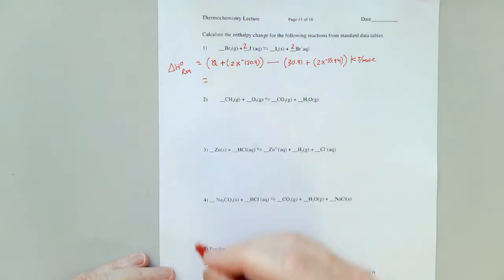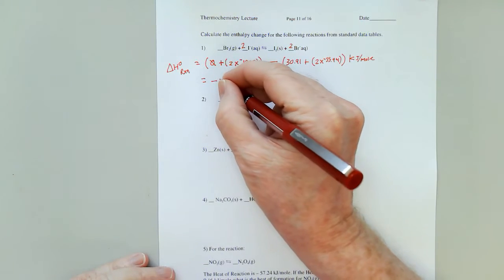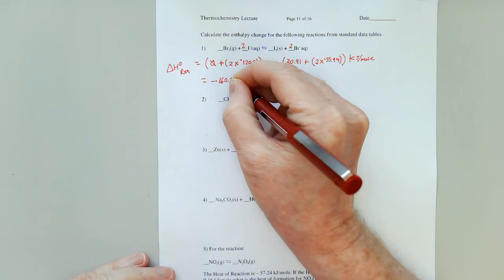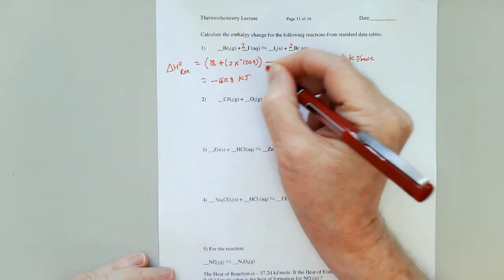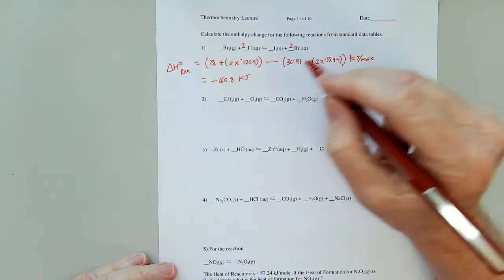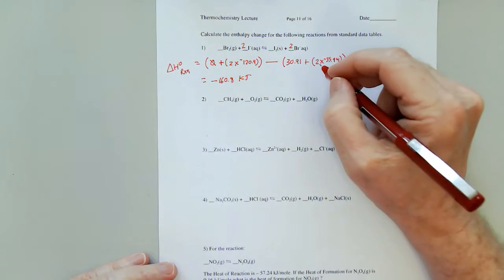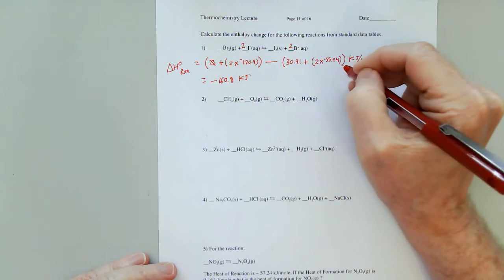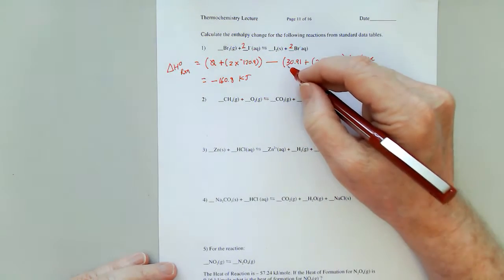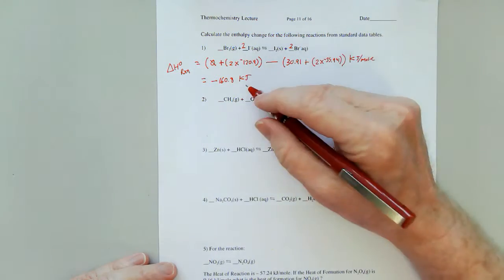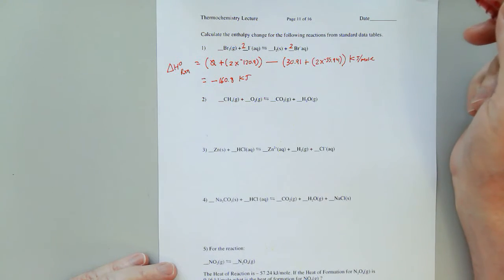And when I ran that through my calculator, I got negative 160.8 kilojoules. And the reason I'm saying kilojoules rather than kilojoules per mole is because when I multiplied by 2 moles, moles canceled. I multiplied here by 1 mole, moles cancels. We're just left with kilojoules.